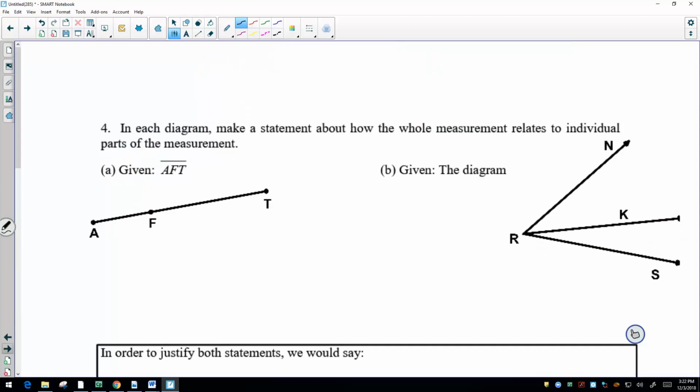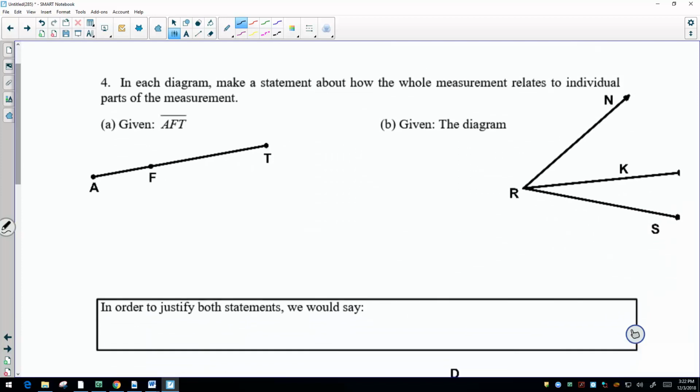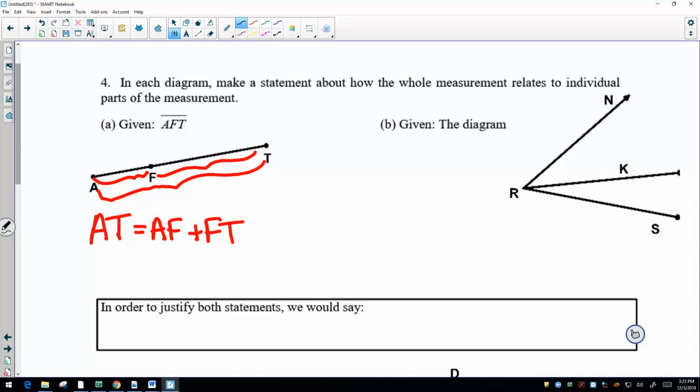Okay, on the back we're going to make a couple more conclusions. And it says we're looking at the whole segment, kind of like what we just did on that last question. It says make a statement about how the whole measurement relates to the individual parts. So this whole segment, I could say all of AT is made up of the two parts AF, and to that I would need to add on FT.